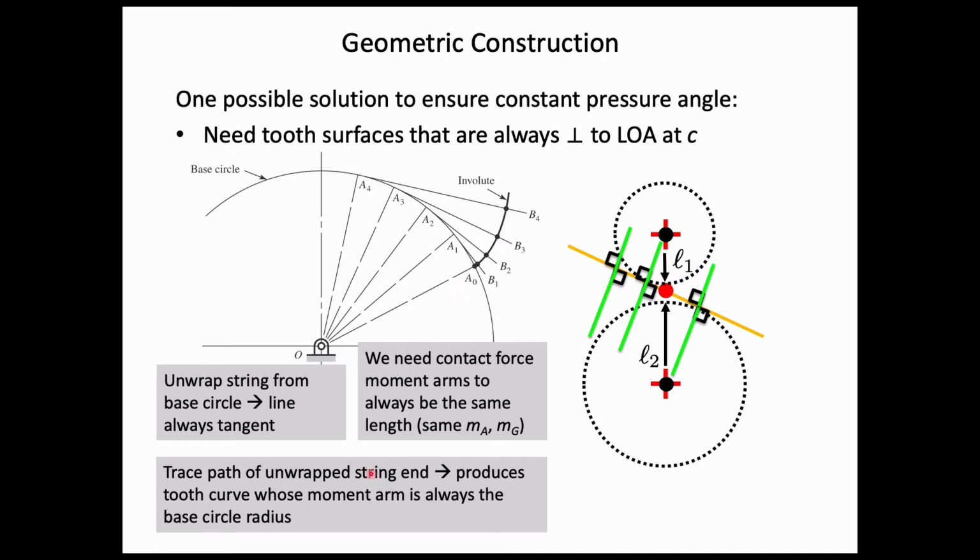In other words, if we trace the path of an unwrapped string, it produces a tooth curve whose moment arm is always the base circle radius. And if it always has the same moment arm, then we're always going to have the same speed ratio.